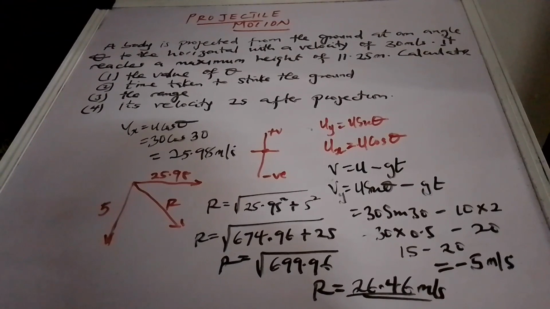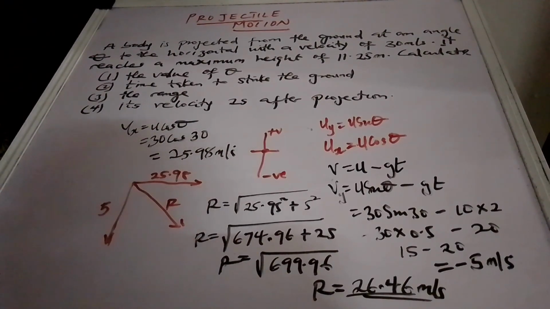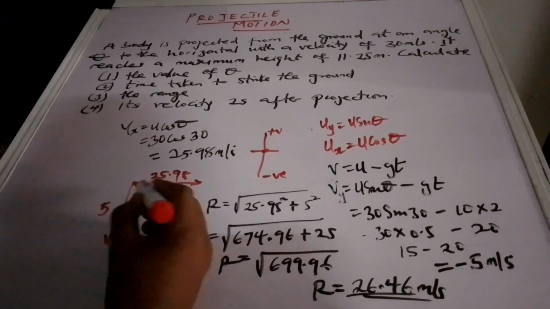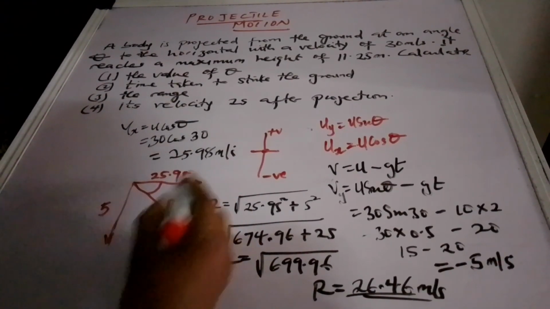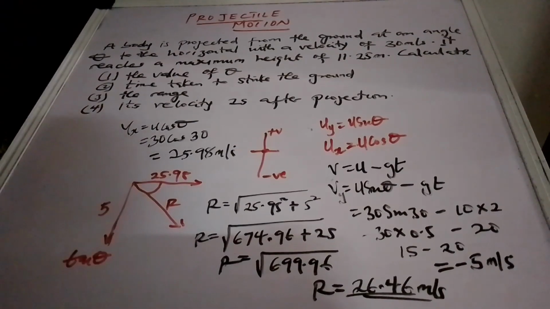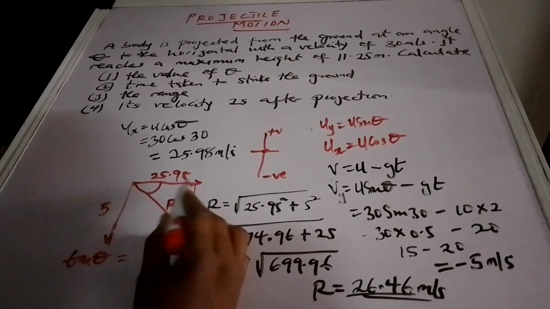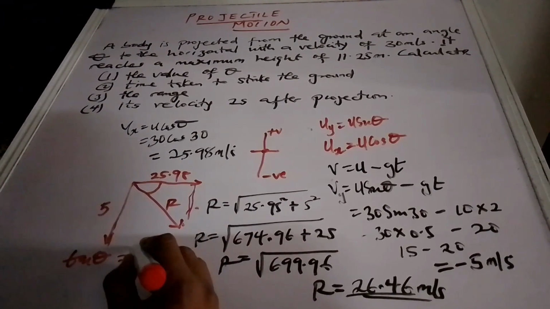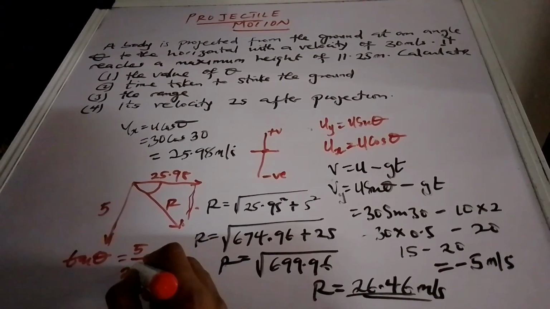Remember that when a body is projected, it has two independent components, the horizontal component and the vertical component. So let's know the direction now. What is going to be the direction of the velocity of the object? The direction is always the angle between the resultant and the horizontal. So we can just say tan theta. If you recall, tan theta is going to be the opposite over the adjacent. So the opposite is 5, and the adjacent is 25.98.